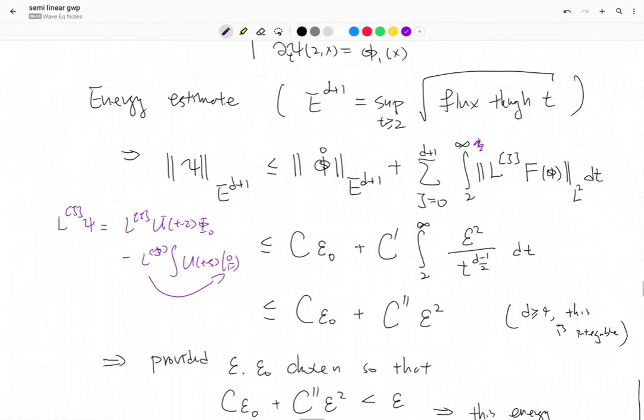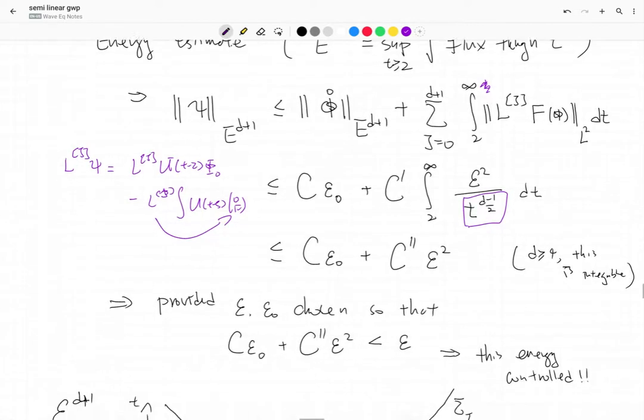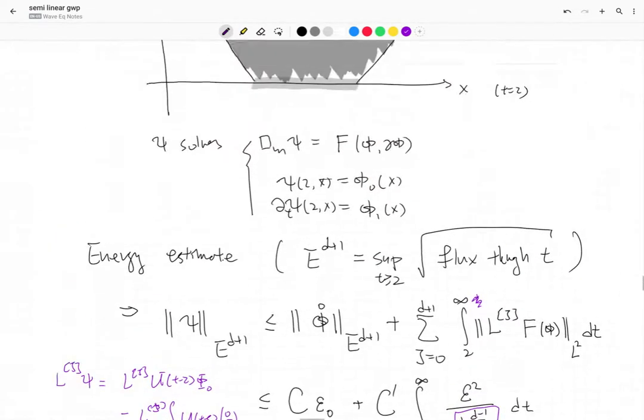So we can do the integral over here, and we see that this gives you c times epsilon naught plus c double prime times epsilon squared. Okay? All right, and here we use the fact that d is equal to 4, so that this guy is integrable. Okay. So as long as I choose my epsilon initially, remember, what is C and C prime?